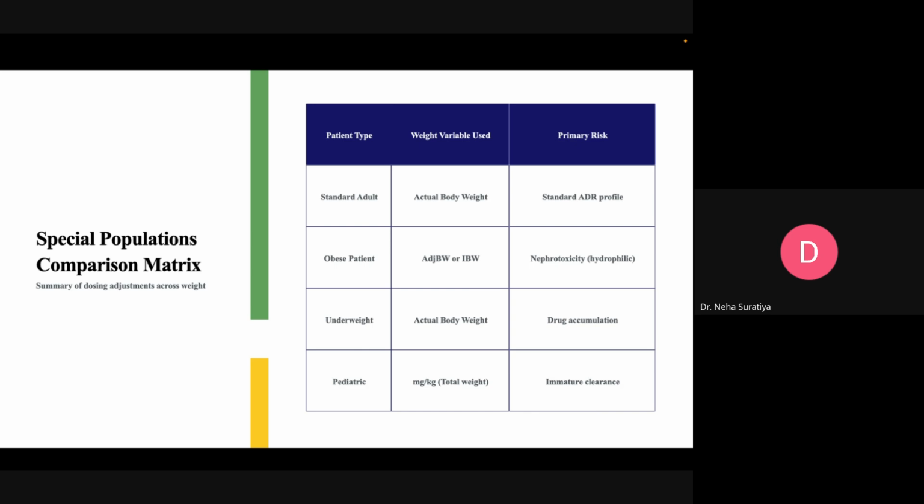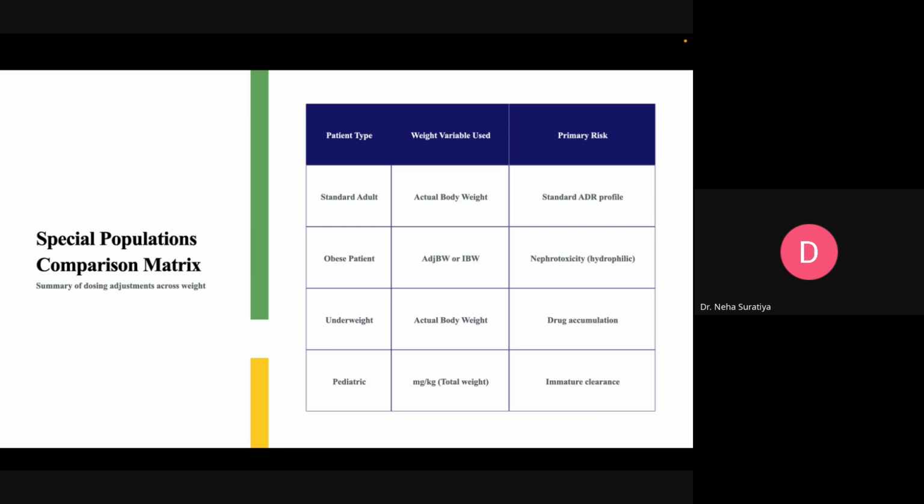We have another table for you. This table is a quick clinical decision guide for your reference only. If you have a standard adult, you can go for actual body weight, but the primary risk will be the ADR profile. If you have an obese patient, go for adjusted body weight and ideal body weight because the primary risk is nephrotoxicity for hydrophilic drugs. For underweight, you can still choose actual body weight, but you will have drug accumulation risk. For pediatric, you will use mg per kg total weight, and you will have some immature clearance. So this is the special population comparison matrix for your understanding.